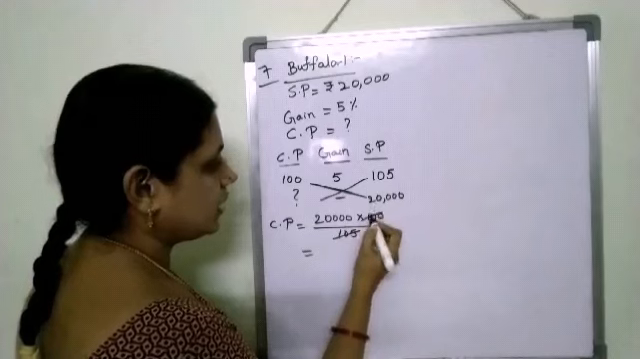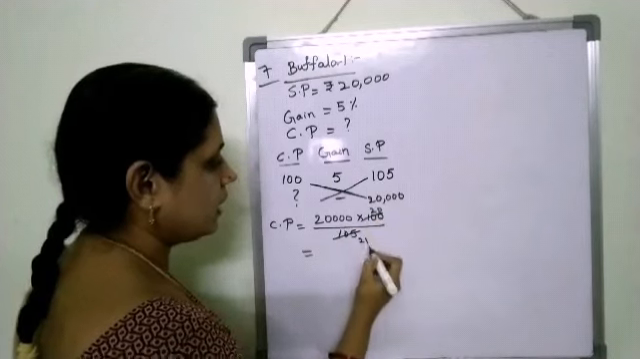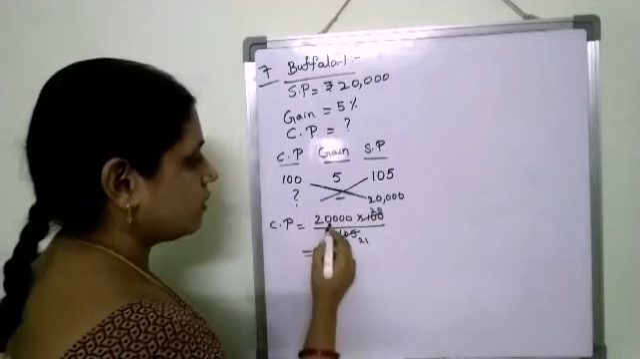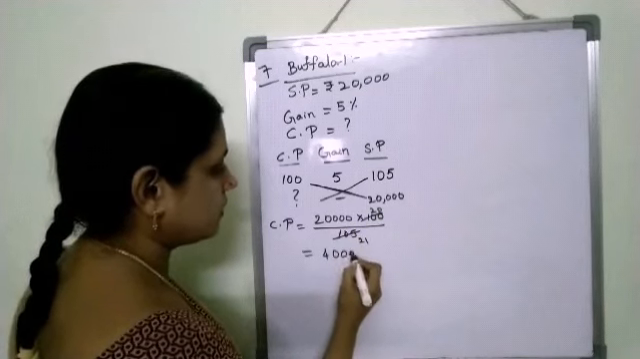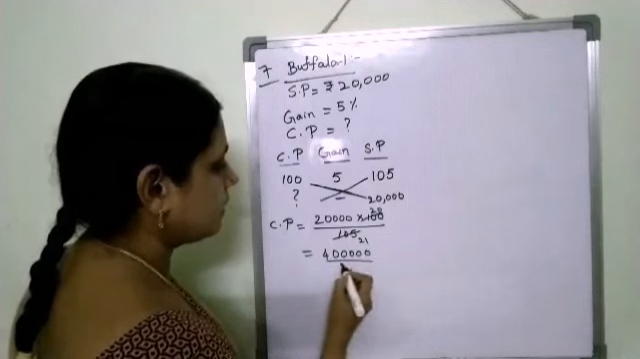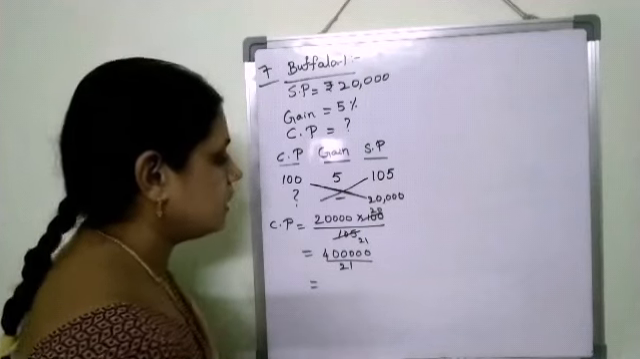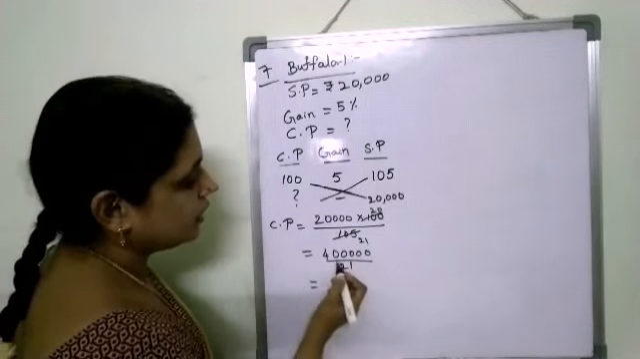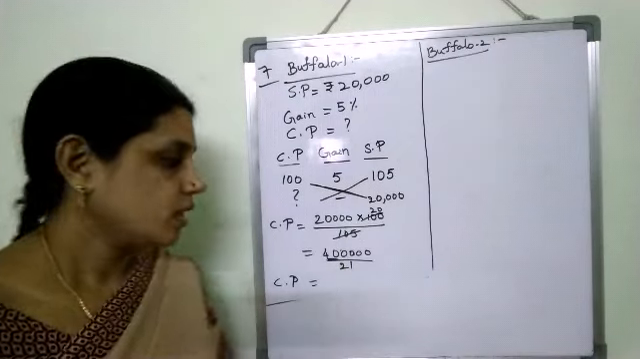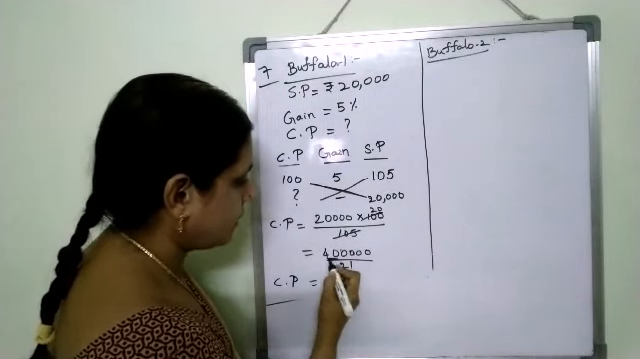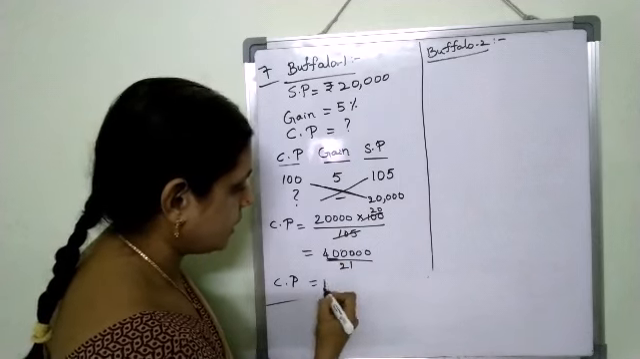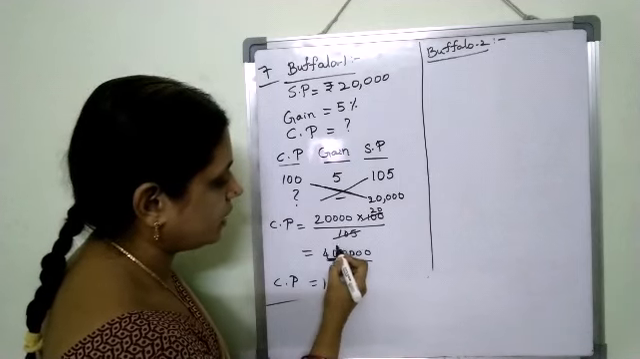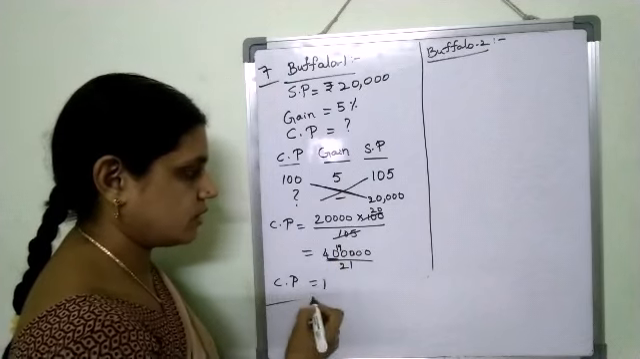So here you can cancel 5, 20 and here 21 times. Now 20,000 into 20 is 4 lakh by 21. Now you can do the division. So here 40 by 21. Now 4 lakh by 21. So here in 40, if you take 1 time, what is the remainder? 19 is the remainder, 21 ones you can take.